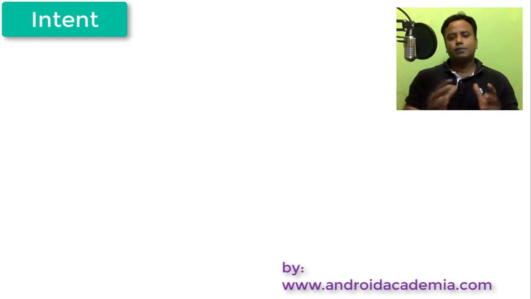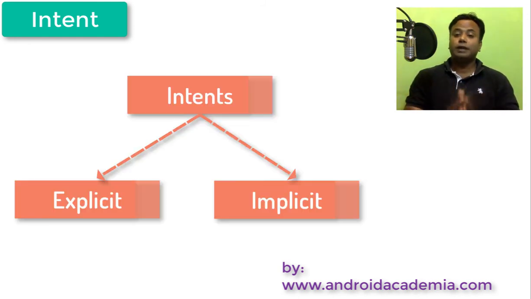There are basically two types of intents supported by Android. They are explicit intents, which can start a specific activity, and implicit intents, which ask the system to find an activity that can handle this request.